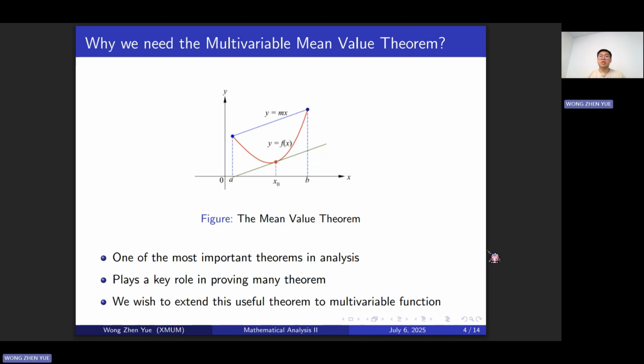And then why do we need the multivariable mean value theorem? Because in single variable functions, the mean value theorem is one of the most important theorems in analysis, and it plays a key role in proving many theorems. For example, we know a constant function must have zero derivative, but the reverse statement, that a function with zero derivative must be constant, is not quite obvious, and we need to prove this lemma using the mean value theorem. Therefore, we wish to extend this useful theorem to higher dimensions.